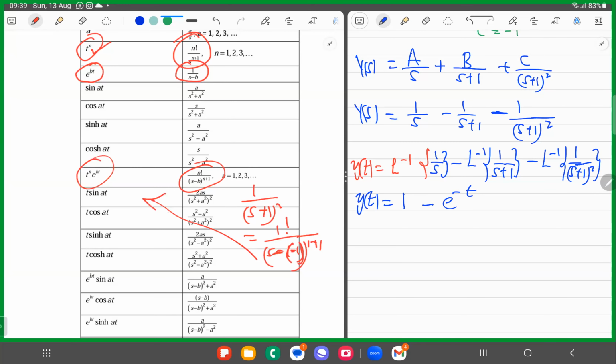So what does this mean? Then it means t to the power of n, which is 1, e to the power of b, which is minus t. So which is minus t e to the minus t. Therefore, the solution to the differential equation is given by that.